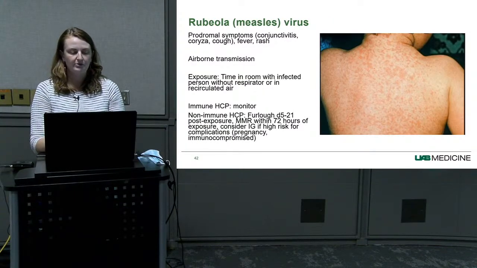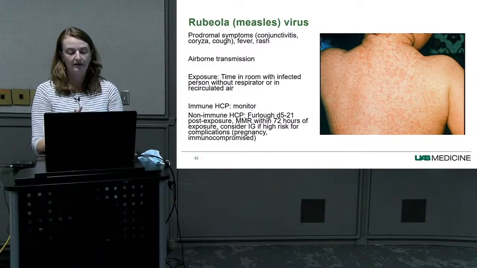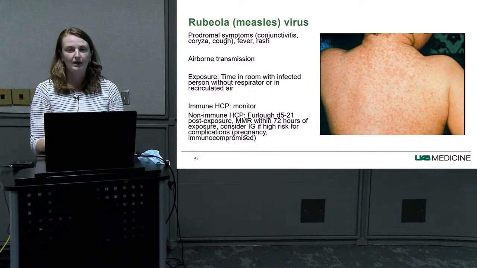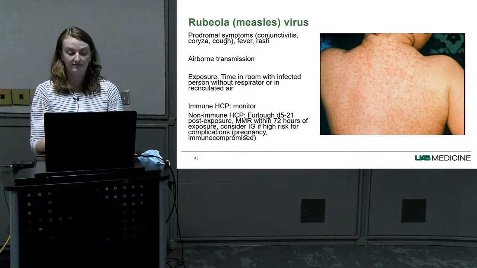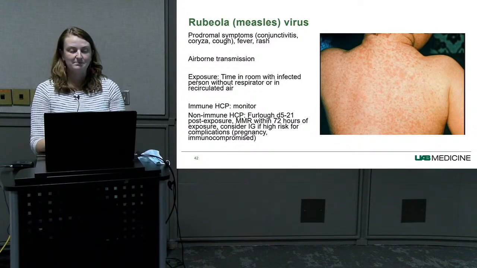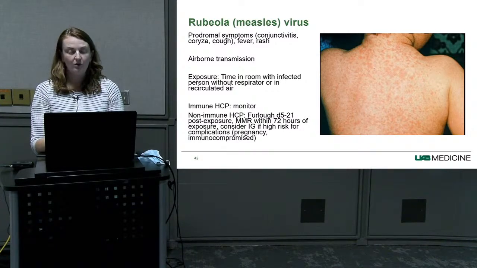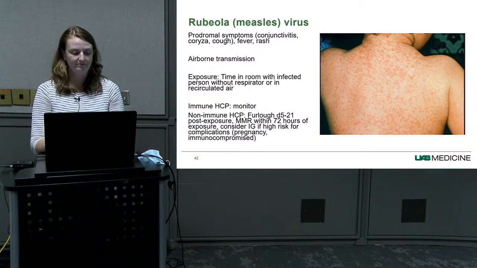And then the last one that I will talk about is measles, so the rubeola virus. You can see the classic measles rash in this picture. This rash, plus anyone coming in with prodromal symptoms of conjunctivitis, coryza, cough, and a fever, should be placed on airborne transmission-based precautions and probably have a phone call to your epidemiologist and infection prevention team as well. These precautions should remain in place for at least 4 days after the onset of the rash, or if it's an immunocompromised host, for the entire duration of the illness.